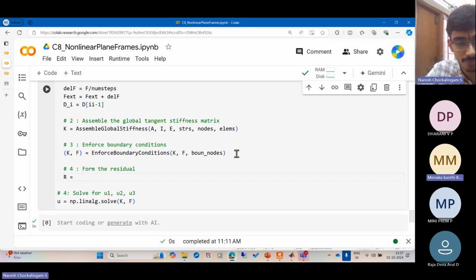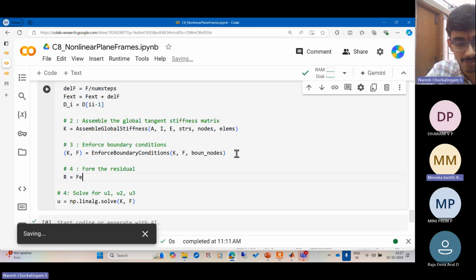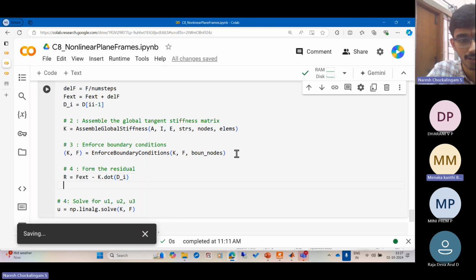R is equal to F external minus K dot di. K dot di. Good. So I think it's okay. Yeah, this is okay.